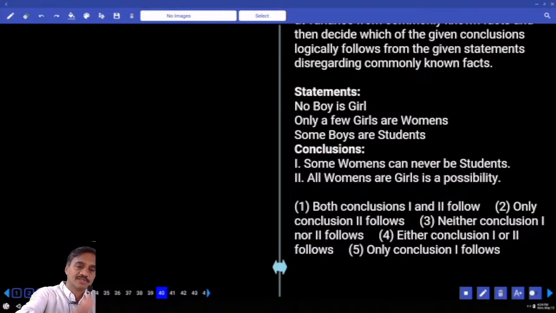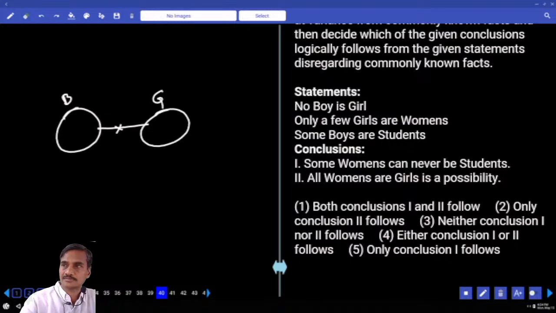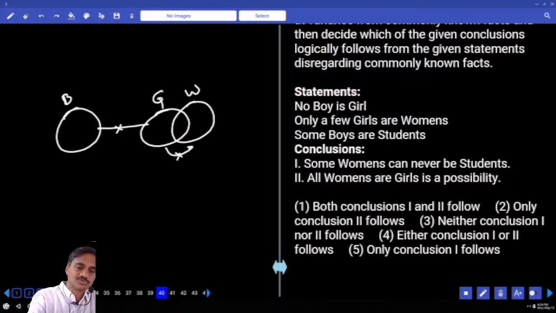The next, question 40: no boy is a girl. This is boy and this is girl, with no intersection between boy and girl. Only some of the girls are women but not all. And some boys are students. These are the boys who are students.